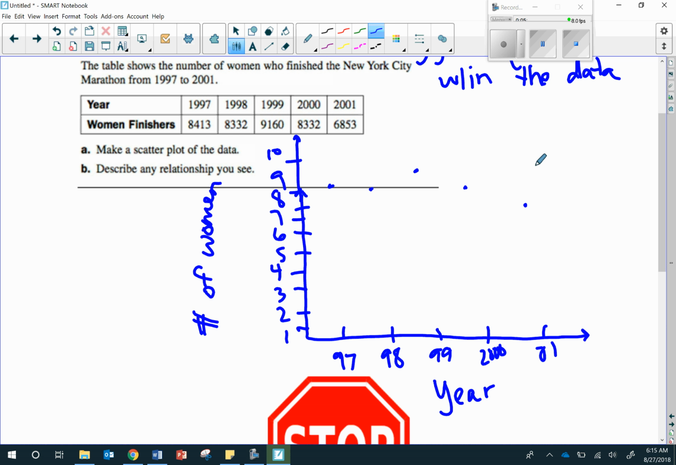6,853. Hopefully your graph will look a little neater as you are using pencil and paper and not a computer marker pen. But that concludes section 5.